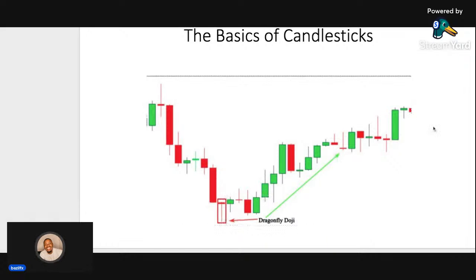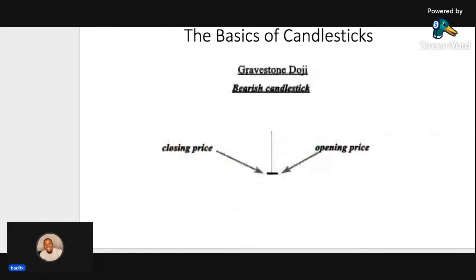Then the opposite of the dragonfly doji, we have the gravestone doji. Let's say this is an inverted T. But look where the body is and the wick. Why is the wick long? The wick is long because buyers tried taking the price up, but for some reason, sellers came in and dropped the price back down to close as this. So the closing price and opening price for this is equal. Even the closing price, opening price and the low are equal, at the same level here.